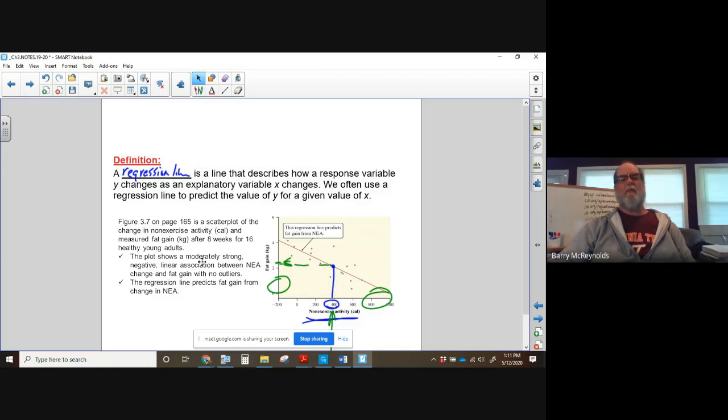And again, we would remember our discussion from yesterday. We would describe this scatter plot with a moderately strong negative linear association, and there are no apparent outliers. There's nothing sticking out way over here, or there's nothing sticking way out up above this regression line or really far below it. So that's how we would describe that line.